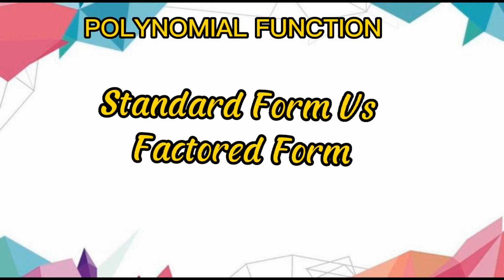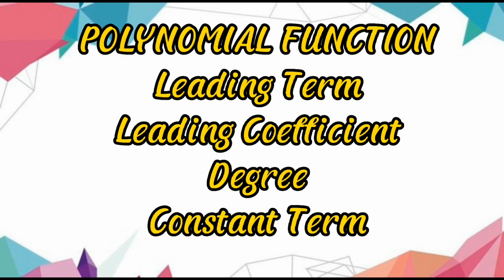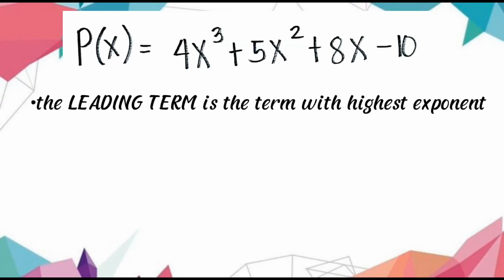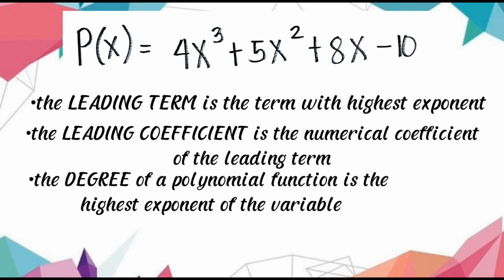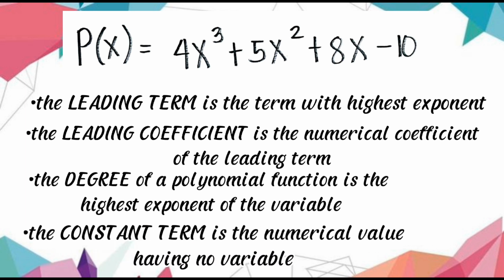A polynomial function can also be written in standard form and factored form. Here are examples of polynomial functions written in standard form and factored form. Let us identify a polynomial function's leading term, leading coefficient, degree, and constant term. A leading term is the term with the highest exponent. The leading coefficient is the numerical coefficient of the leading term. The degree of a polynomial function is the highest exponent, and the constant term is the numerical value having no variable.